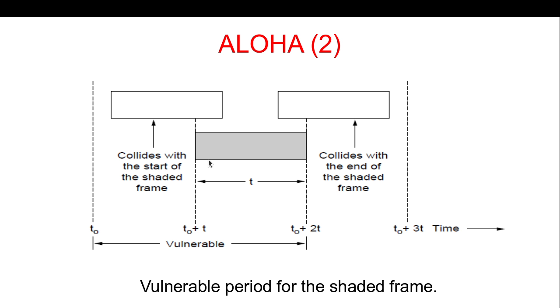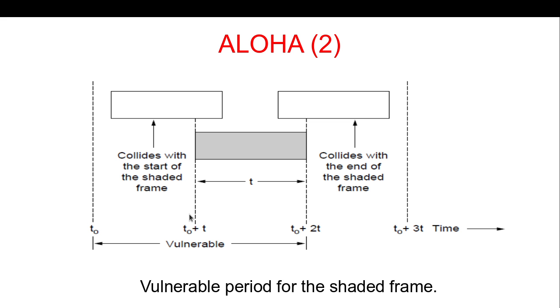Now, we will see what happens when there may actually be collisions. That is in relation to the frame time. Now imagine what is shown here as a shaded frame, that is the frame we want to transmit. The frame time is t here. So the time starts at t0, and at time t0 plus t, after one frame time, the shaded frame is generated and being transmitted.